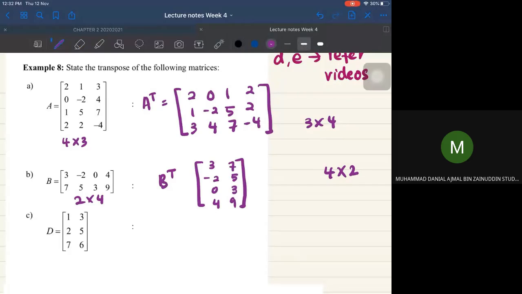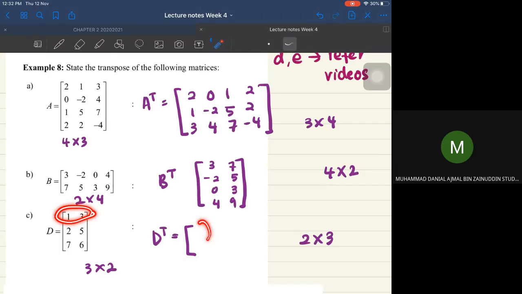And the last one, this is a 3 by 2 matrix. So the transpose of this one will be 2 by 3. So D transpose is equal to, first row akan jadi first column, second row, second column, third row will be third column. So therefore you will have 1, 3, 2, 5, 7, 6.